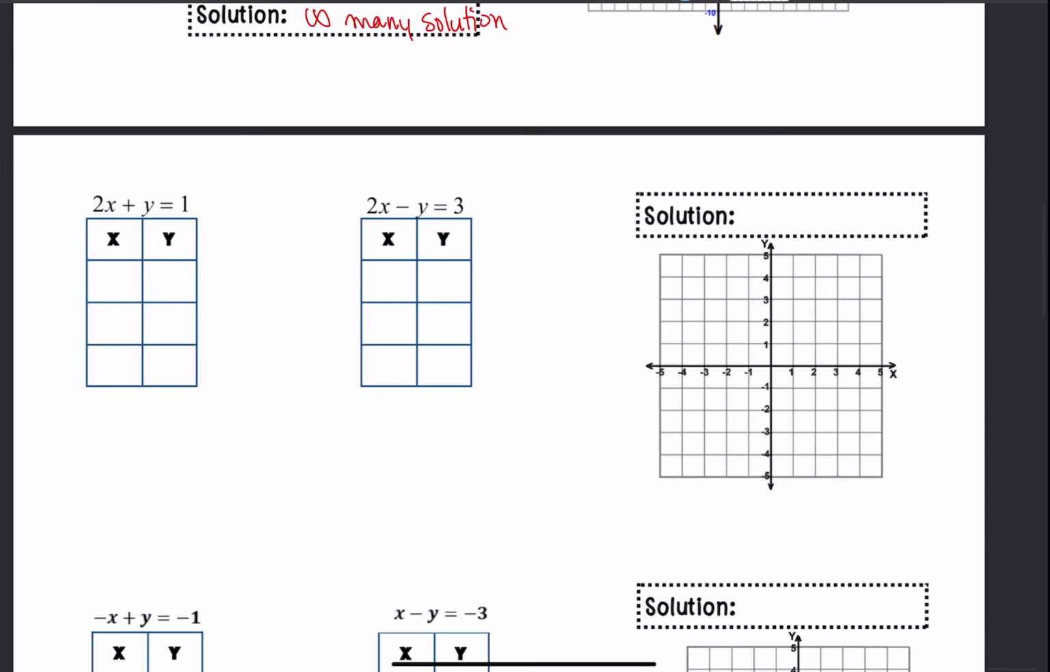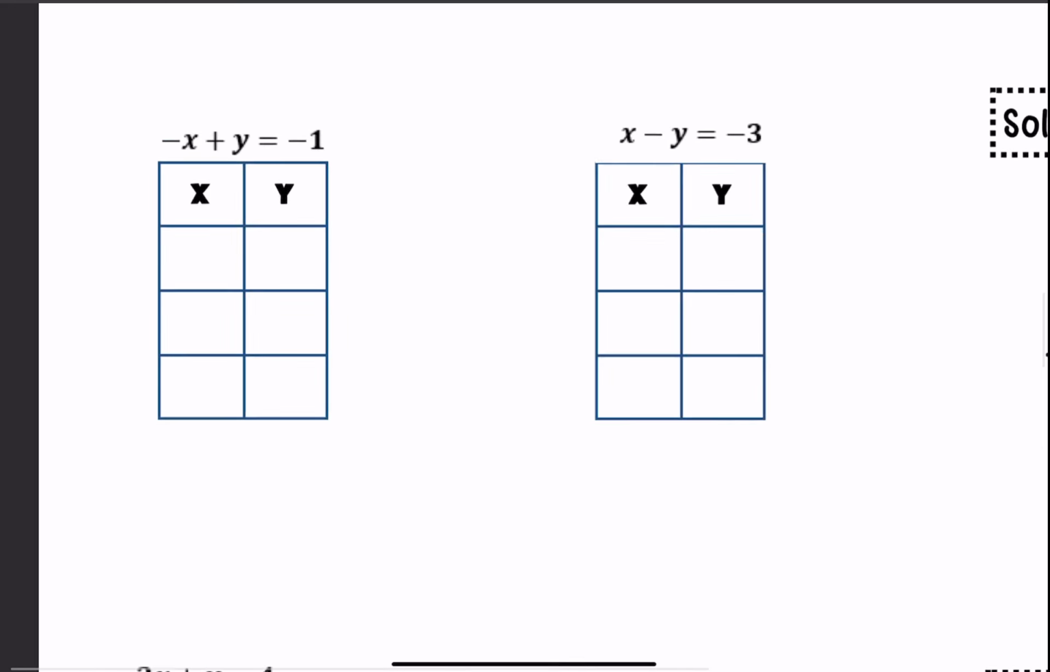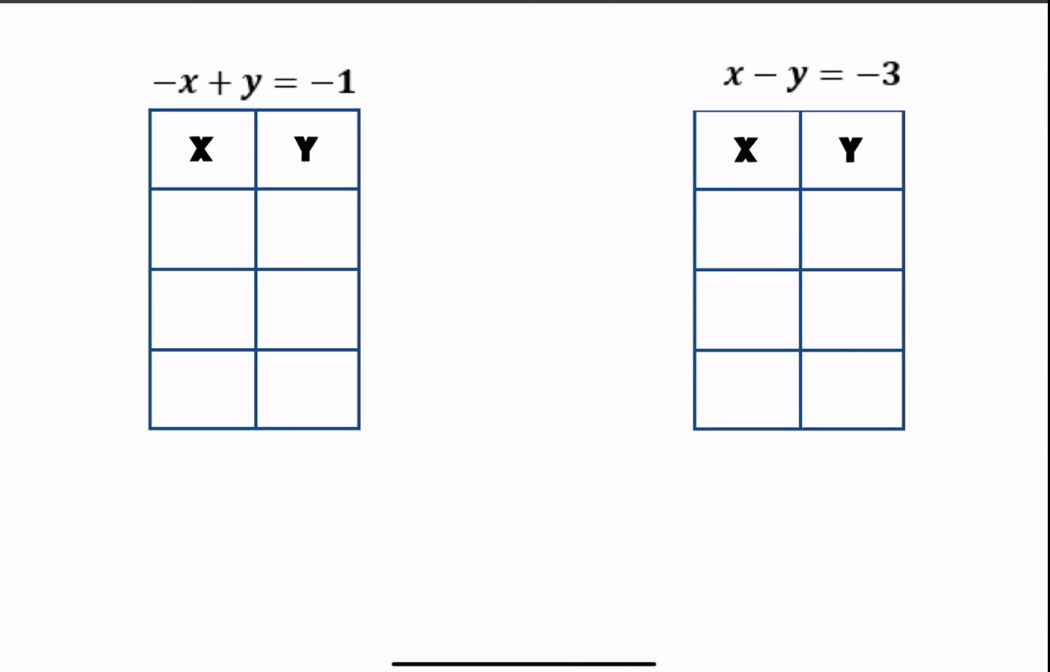Now the table one. In this first one here, you should get 1 comma negative 1. I'm going to do the second one here with you. So remember, whenever we have the ones that are in standard form, which is not y equals mx plus b, you always want to use the numbers 0, 1, 2 on your table, which means we're going to replace x with those numbers one at a time. So I have negative x plus y equals negative 1. If I replace this x with the first one, 0, we get negative 0 plus y equals negative 1.